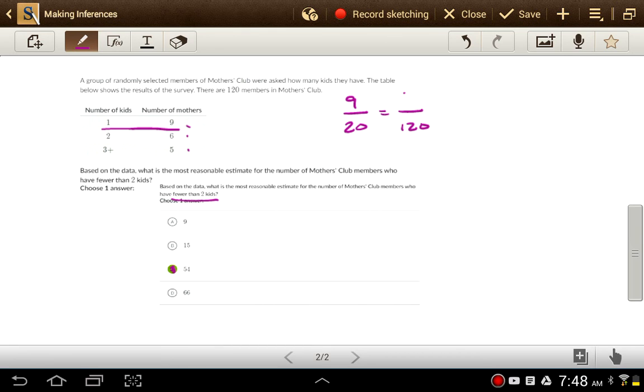So how many have fewer than 2? Well, you would do cross products here. So 9 times 120 divided by 20, and that tells me that that is 54. I get that exactly. So that's how you can see that that's my answer.